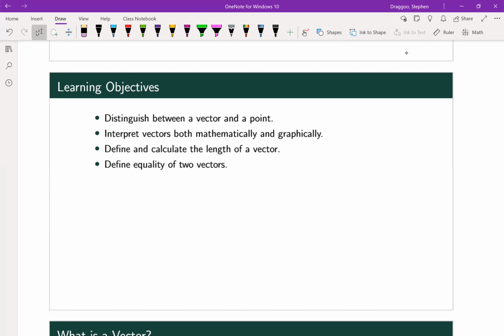I'll want to think about vectors both mathematically and graphically. And then we're going to define the characteristics of a vector and then calculate it. So defining and calculating the length of a vector, and see what it means for two vectors to be equal.